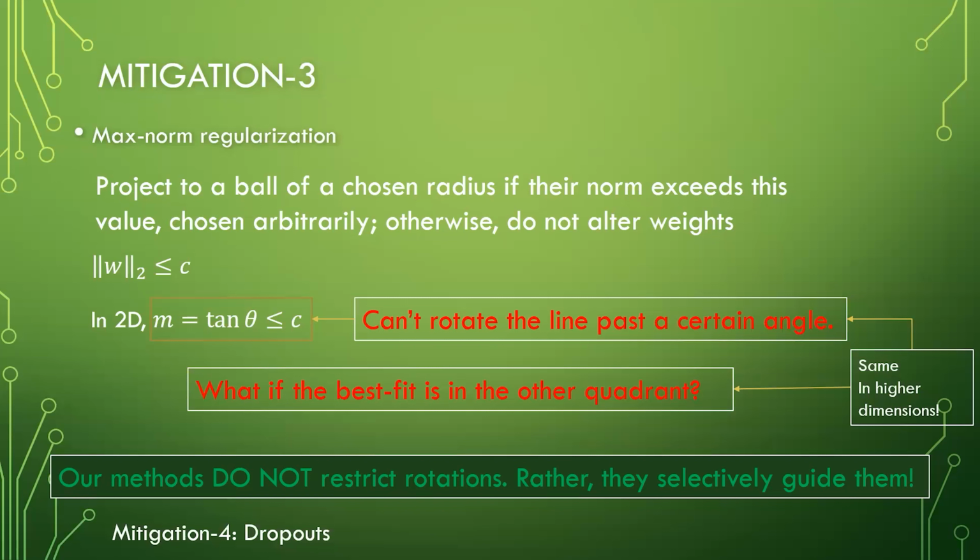Well, if you are in the wrong quadrant and you prevent your line from rotating, you are never going to get the right answer, because a positive slope is the right answer and you are trying to prevent it from rotating. What if the best fit is in the other quadrant? You're going to have problems. However, what if this happens in higher dimensions? You are preventing some coordinate from rotating, and it is possible for gradient descent to find some other subspace and try to fit your data. So there is another mitigation.